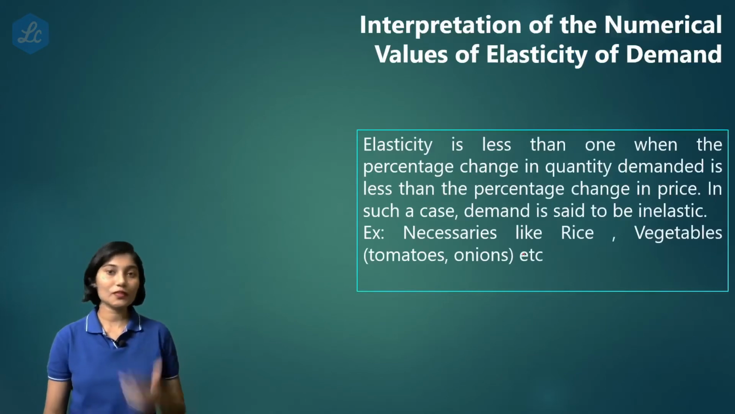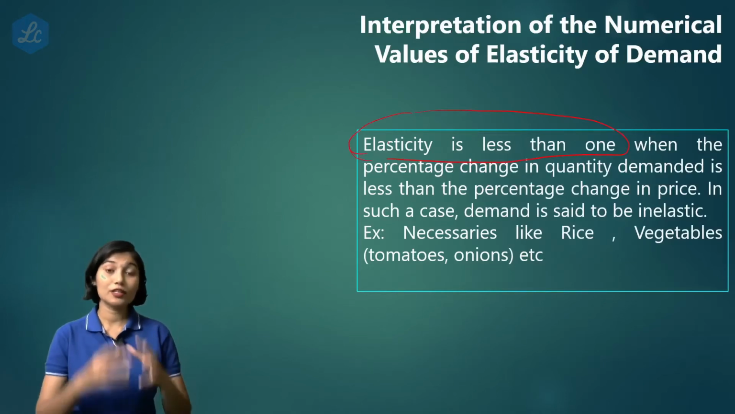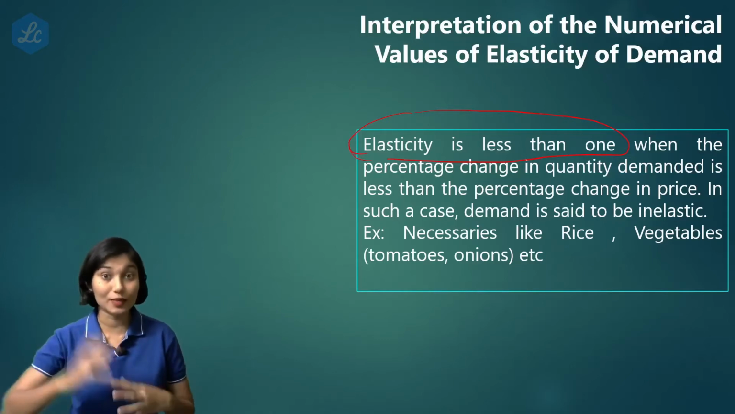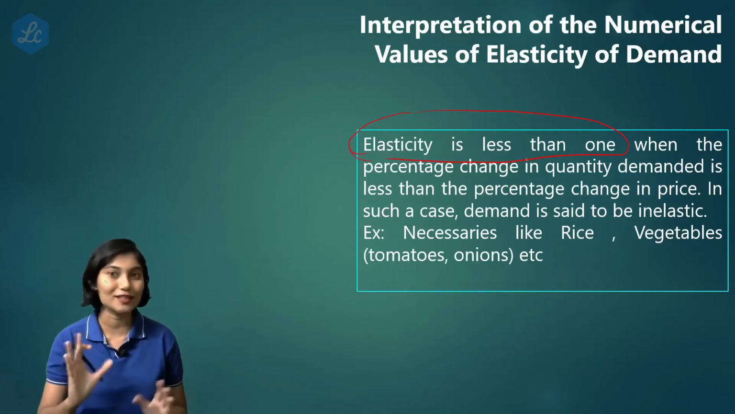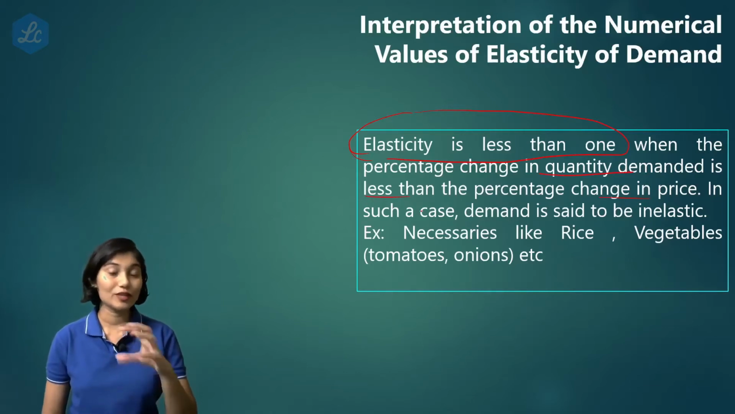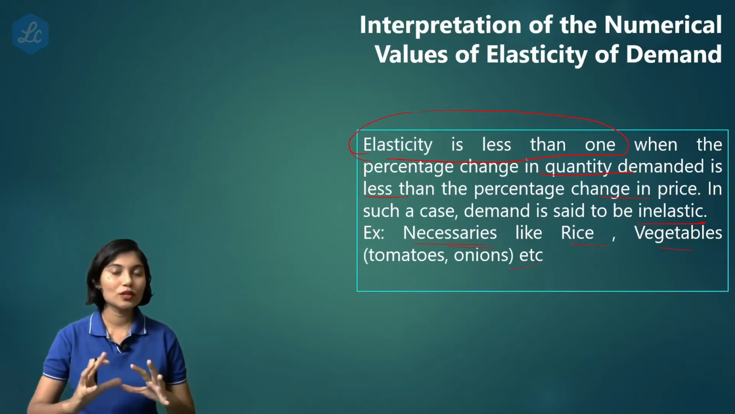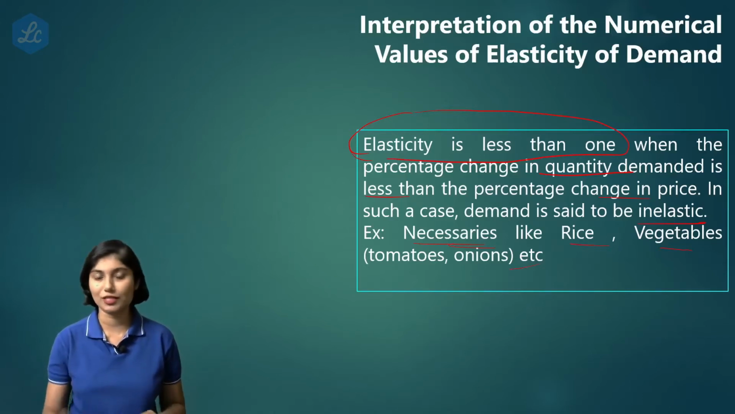Okay? Next one. Elasticity is less than 1. When is this? And what does this mean? It means that your change in price is big, but your change in quantity demanded is not that much. So the percentage change in quantity demanded is less than the percentage change in price, and here we call this demand inelastic or relatively inelastic demand. This is common when it comes to necessities such as, for example, rice, vegetables, etc. You may tend to control your consumption of these products.